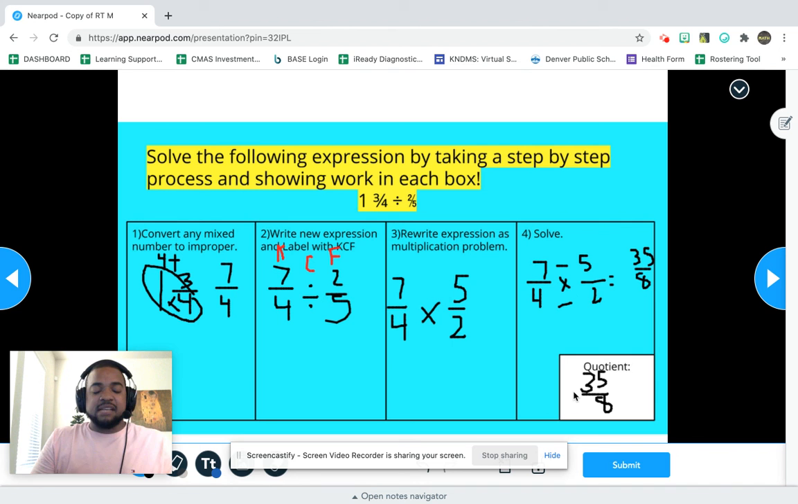This is the exact same thing I want to be seeing in your work as you take a step-by-step process to solve it. So when I'm looking at your work, I want to see each of these steps done. If you want to go ahead and pause and copy this on a piece of paper or in some notes so that you can use it when you do your actual work, go ahead and do so. But this is what I'll be looking for when you're doing your actual work.